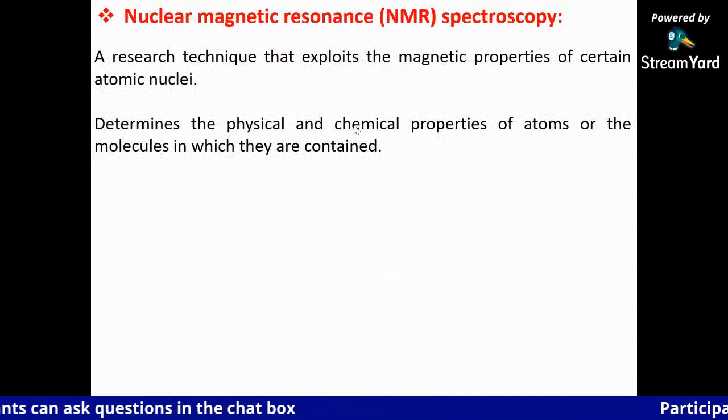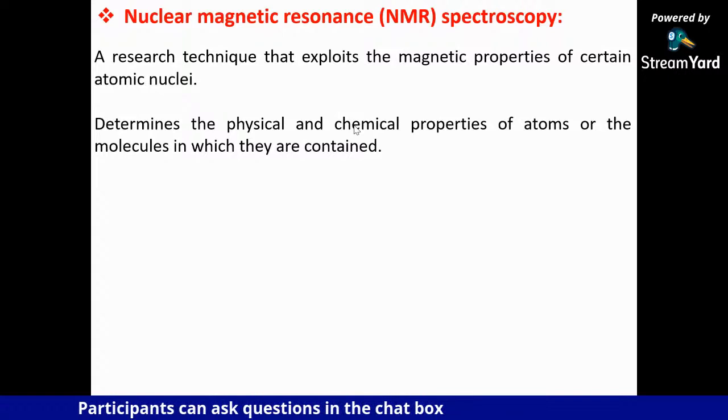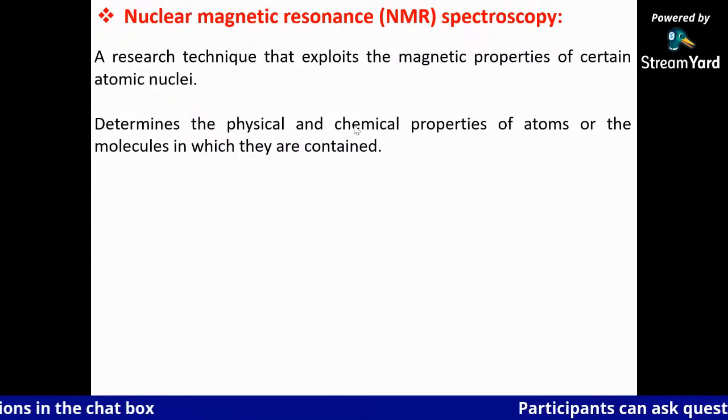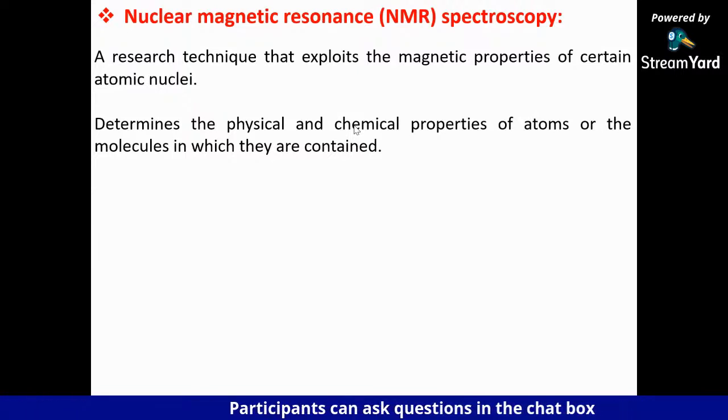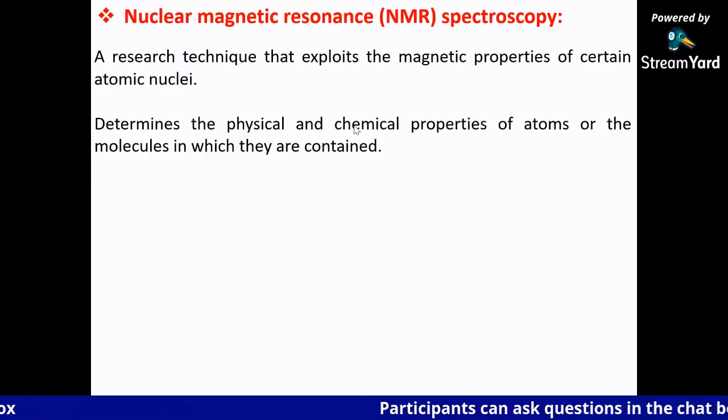And we also employed nuclear magnetic resonance spectroscopy. Friends, this is a great research technique that is getting greater importance nowadays. NMR is a research technique that exploits the magnetic properties of certain atomic nuclei, and NMR determines the physical and chemical properties of atoms or the molecules in which they are contained.